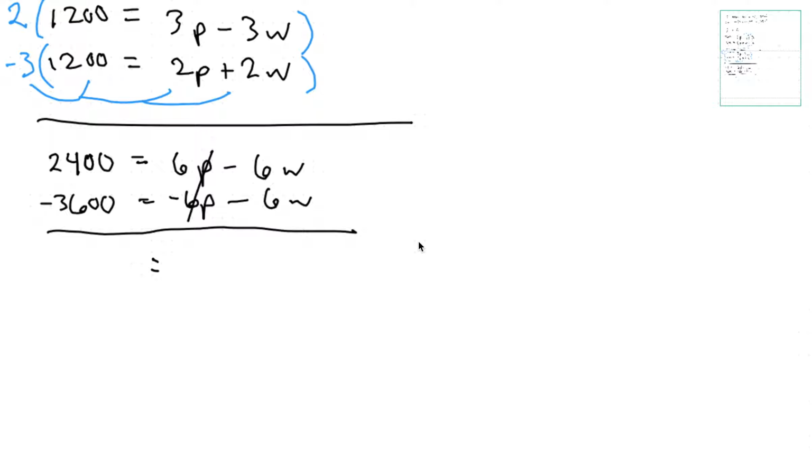So we canceled the 6p. What's 2400 minus 3600? What will that give us? That's 6,000. Okay, so we want the difference between 24 and 36.